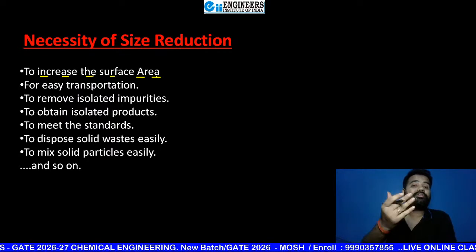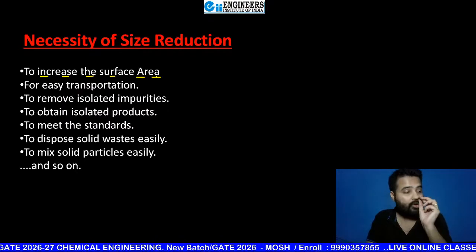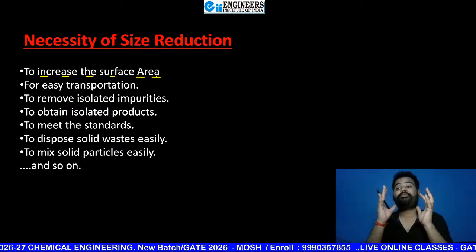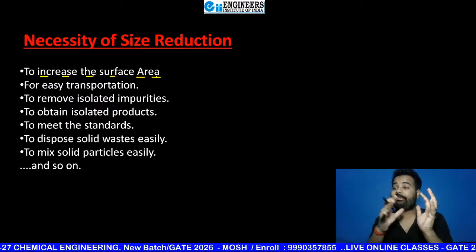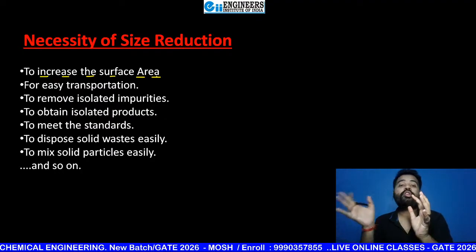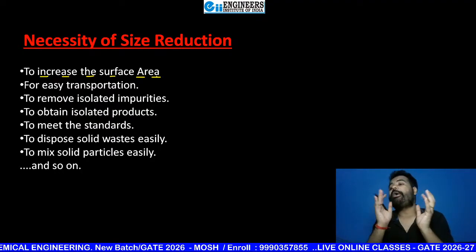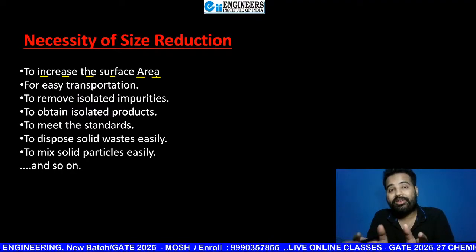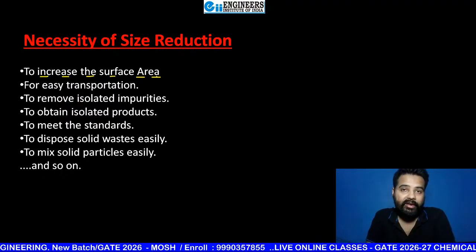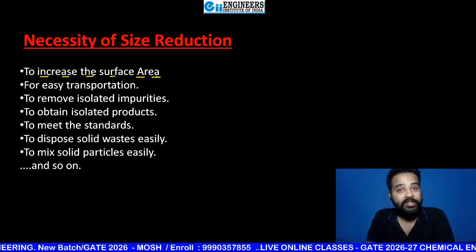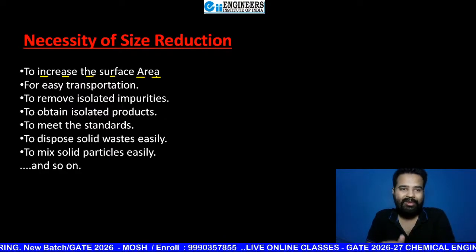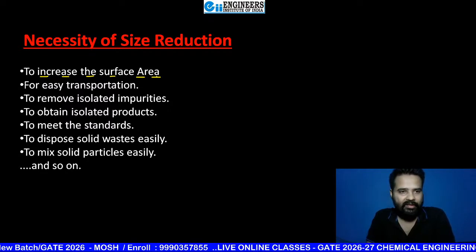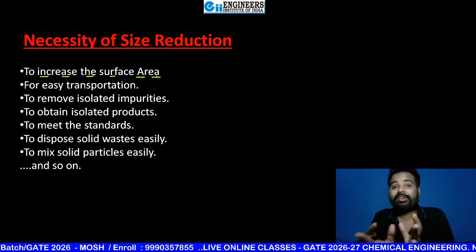Because if more surface area is there, suppose you want to burn coal and you take one big spherical coal, and in the second case you convert this coal into powder form, in which case is energy going to be released in a faster manner? Definitely when surface area is more.